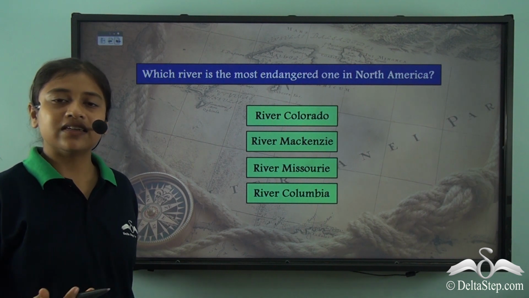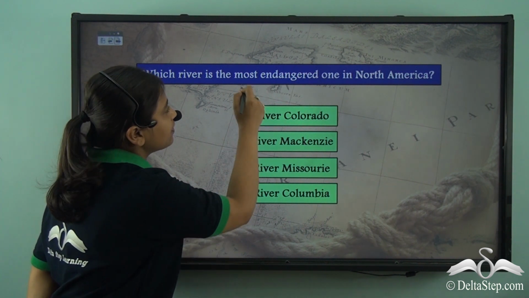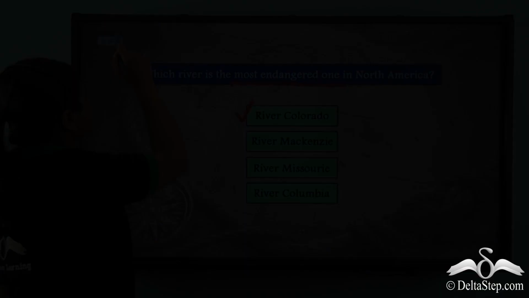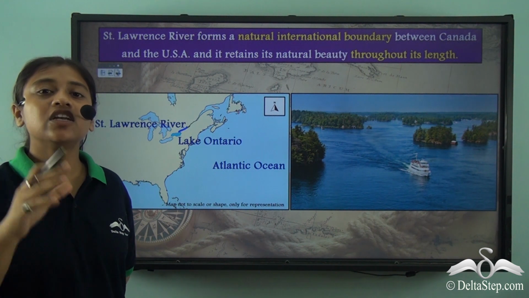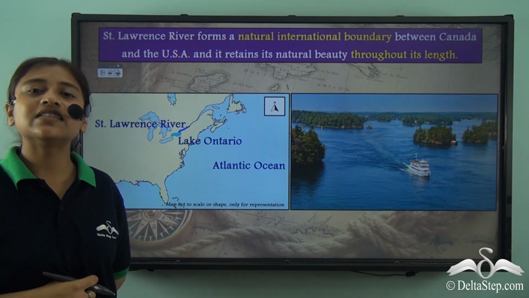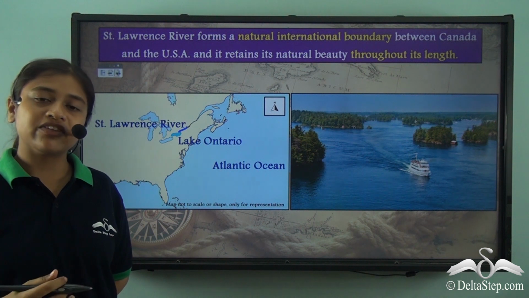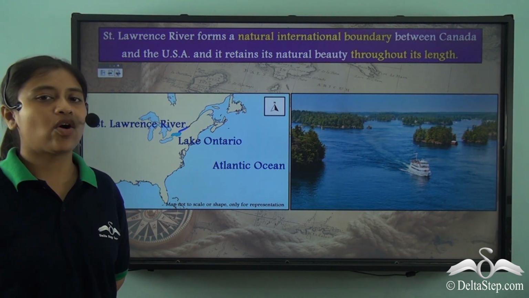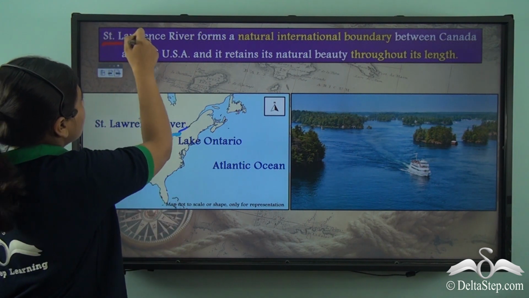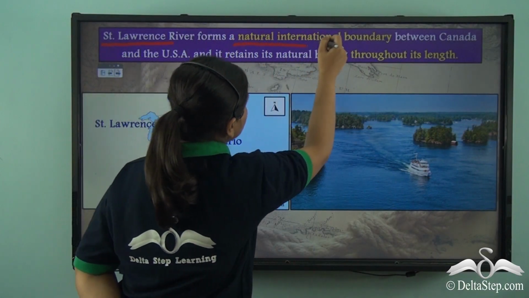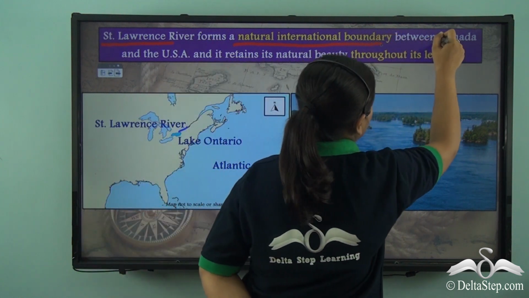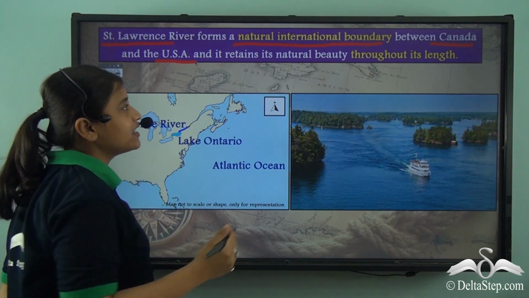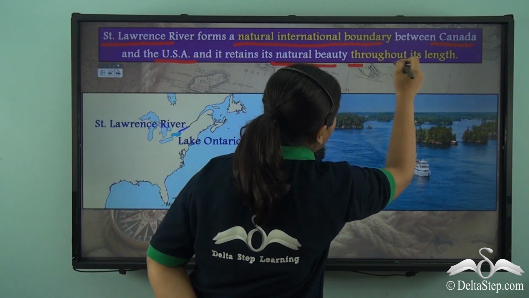Yes, we just learned that River Colorado is the most endangered one in North America. Now let us travel to the northeastern part of the continent towards the Great Lakes. So here we find another important river of the continent, and that is St. Lawrence. So St. Lawrence River forms a natural international boundary between the countries of Canada and the United States of America, and it retains its natural beauty throughout its length.